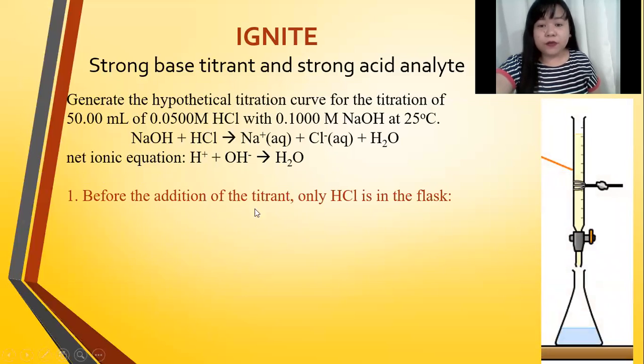So before the addition of the titrant, only hydrochloric acid is in the flask, and we do not see any color change yet. So the pH is determined by getting the negative log of the hydronium ion concentration, which is simply given in the problem. So that's negative log of 0.05 molar, and we compute the pH to be 1.30.